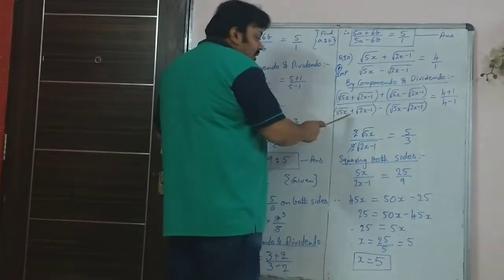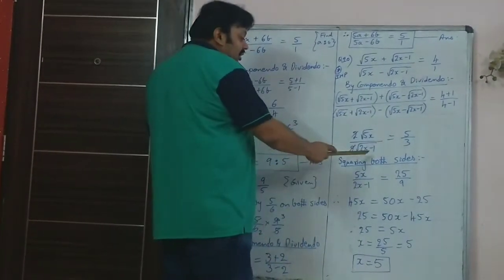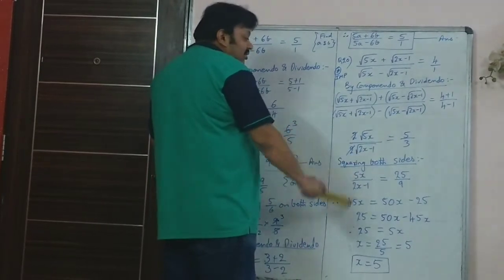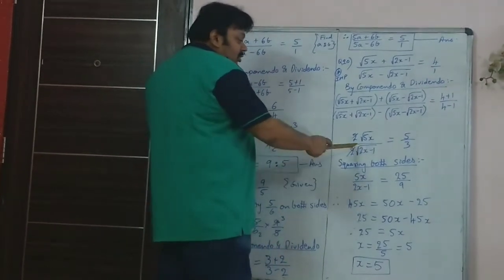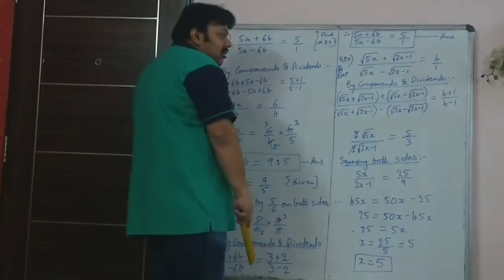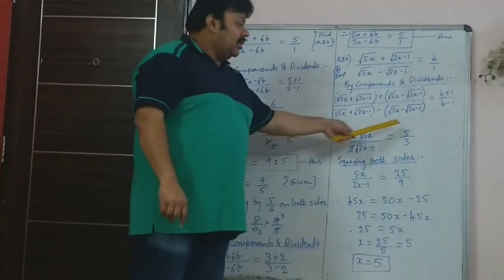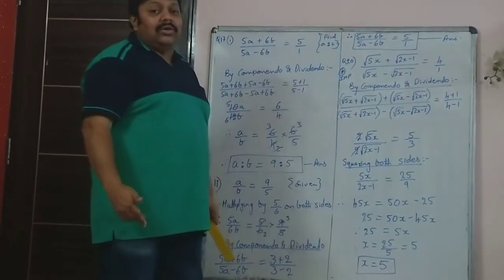And in the denominator, these two terms get cancelled. So you are left with 2 times under root of 2x minus 1. So 2 and 2 will get cancelled and there it is 5 upon 3. So now, since square root is there and now there is no point doing a componendo dividendo.